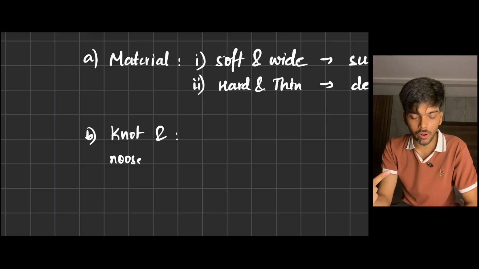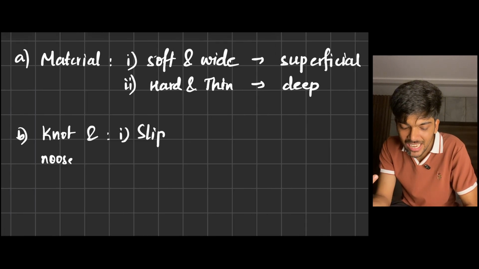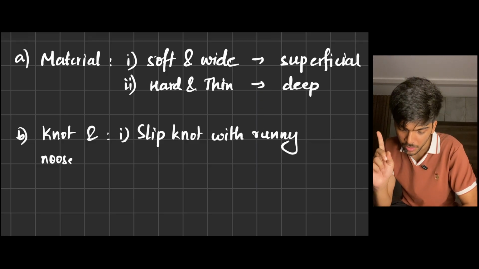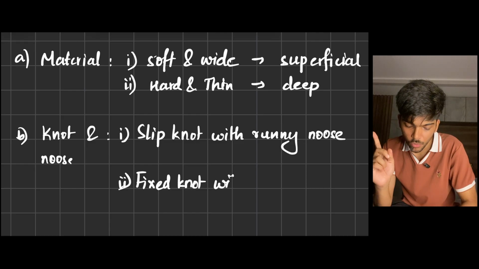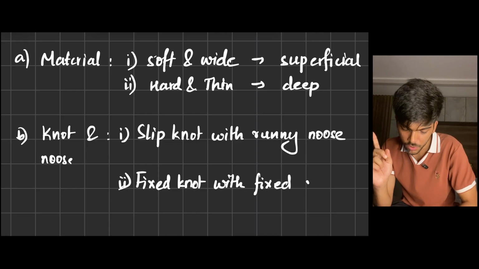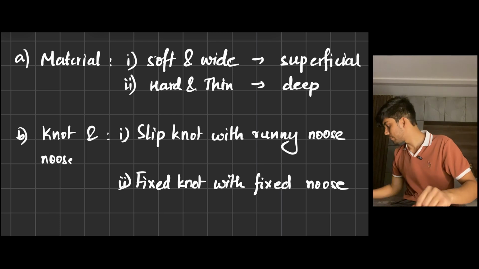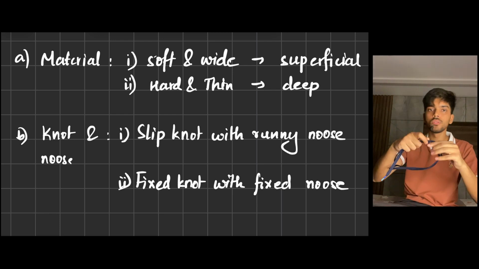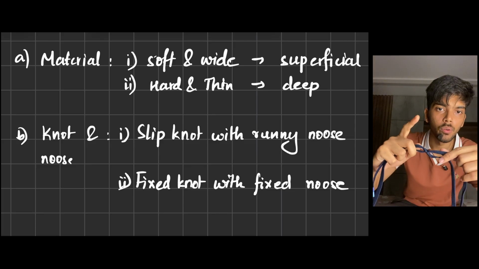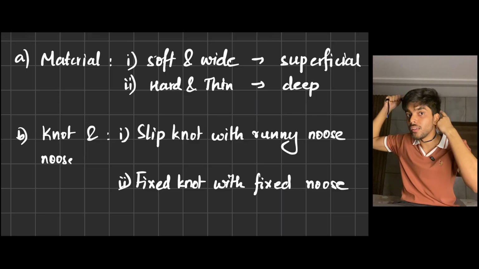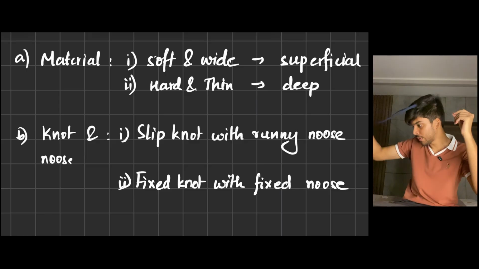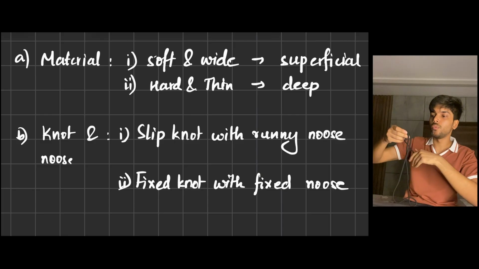There are two types of knot and noose. Number one is a slip knot with a running noose. Just hear me out, I'll explain. Number two is a fixed knot with a fixed noose. Question number one: what is a knot? What is a noose? So this right here is the knot where the ligature has been tied, and the rest of the ligature around your neck is the noose. Good? Good. So first is a slip knot with a running noose.